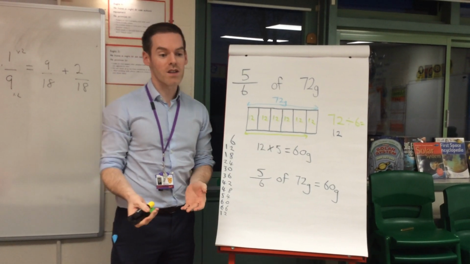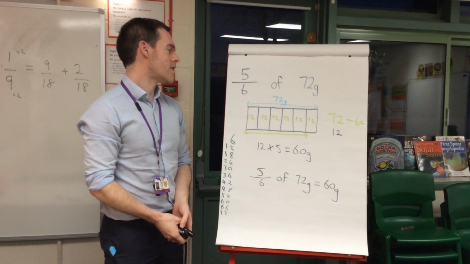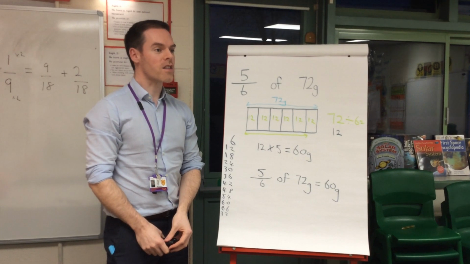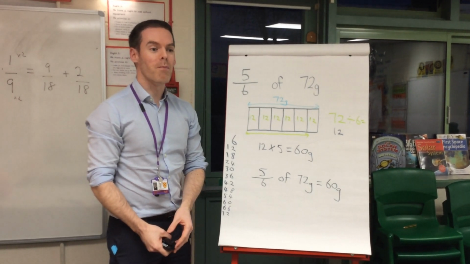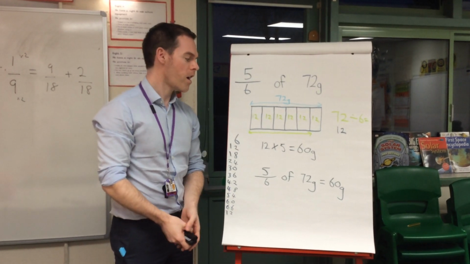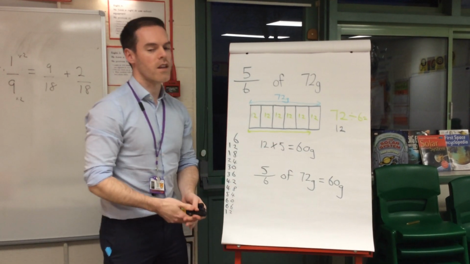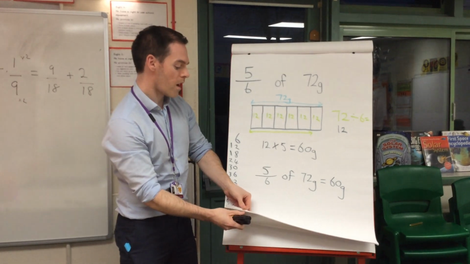I could then write that as a word problem, just to put it into context. I could say that, I don't know, let's say this is sugar, and I needed 5/6 of 72 grams of sugar when I'm baking a cake. How many grams of sugar will I need? Okay, and so I'll work it all out, and it looks like I need 60 grams of sugar in the cake that I'm making.